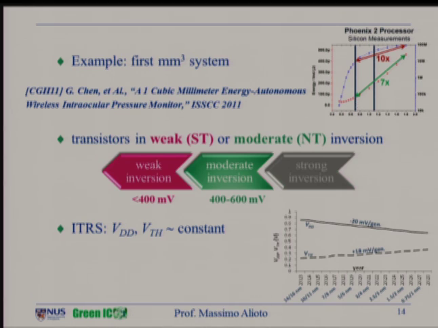And by the way, these numbers will not change much in the foreseeable future, because the ITRS roadmap predicts that down the road, throughout the development of next technology generations, the supply voltage and the threshold voltage will not change much over time.